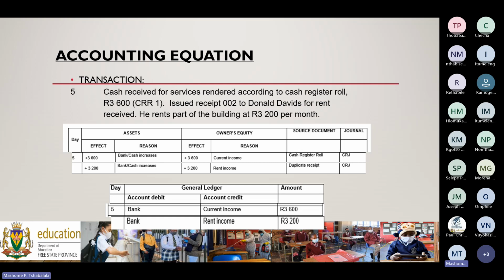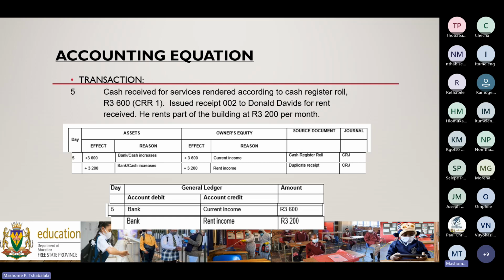Cash received for services rendered according to cash register roll, it is 3,600. We have received cash. It means when you receive cash, the money in the bank account will increase. Then what is it for? It is for current income. Then current income will have a positive effect on the owner's equity. Owner's equity will increase because of the current income. Now, the source document is the cash register roll. The transaction will be recorded on the CRJ, cash receipt journal.